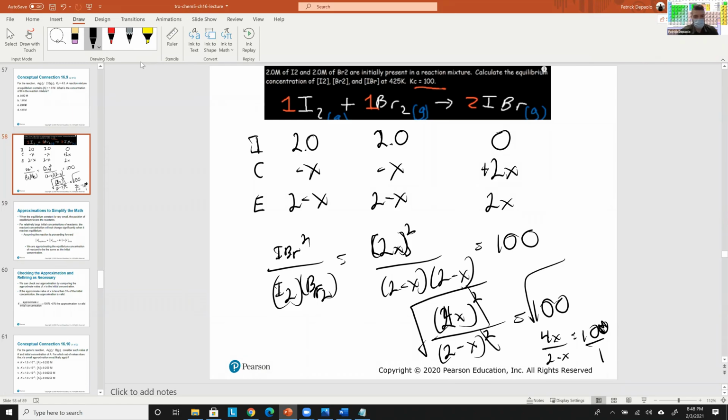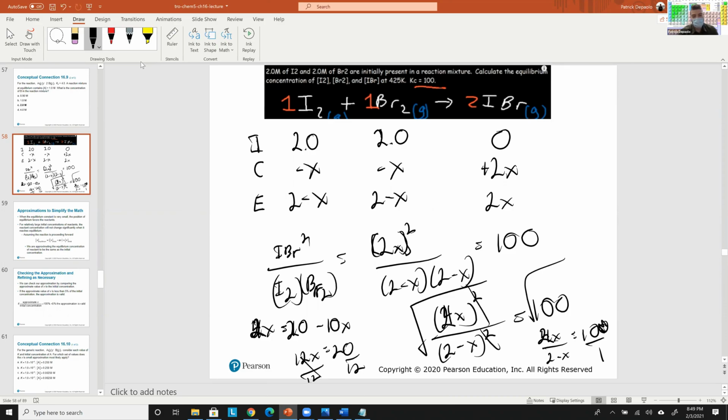So then you get, we'll move it over here, 4x, oh, 2x, whoopsie, 2x, I'm just testing you. I knew it was 2x. So you have 2x over 2 minus x equals 10, or it would be, if we distribute that 10 into the 2 minus x, you get 20 minus 10x. Then you add, you get 12x equals 20. Then you divide by 12, and you get x is 1.67. I didn't do that in my head. I looked it up beforehand.